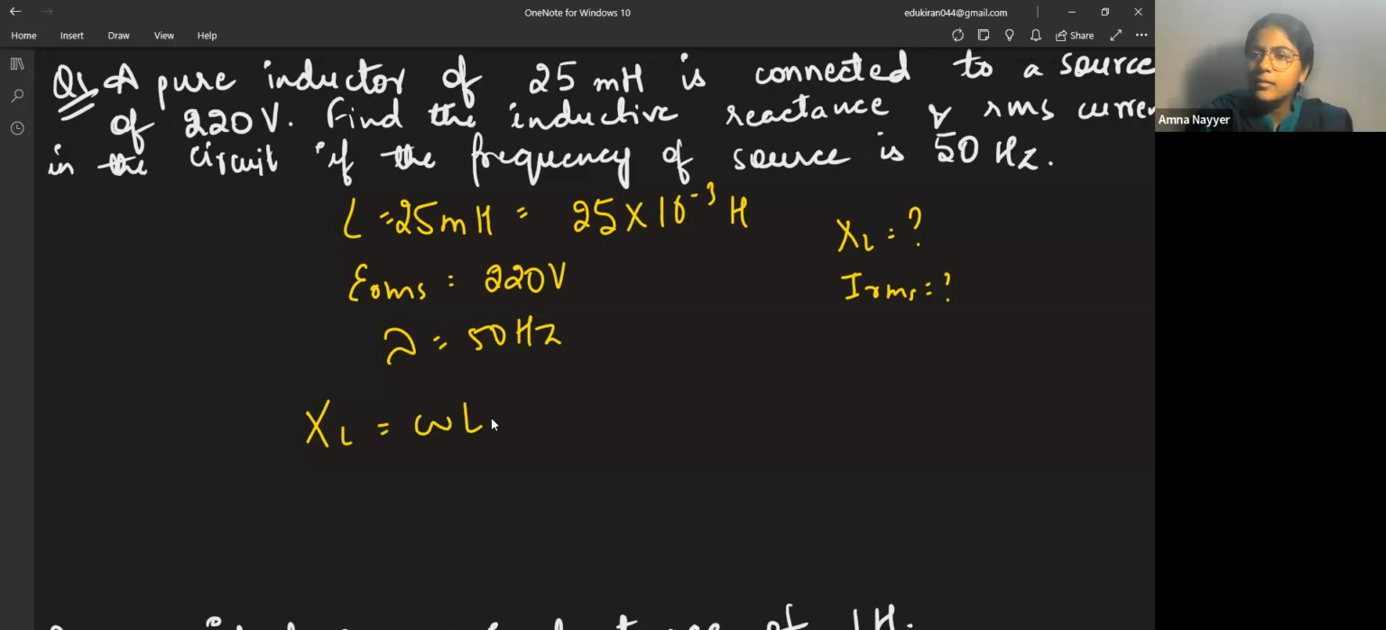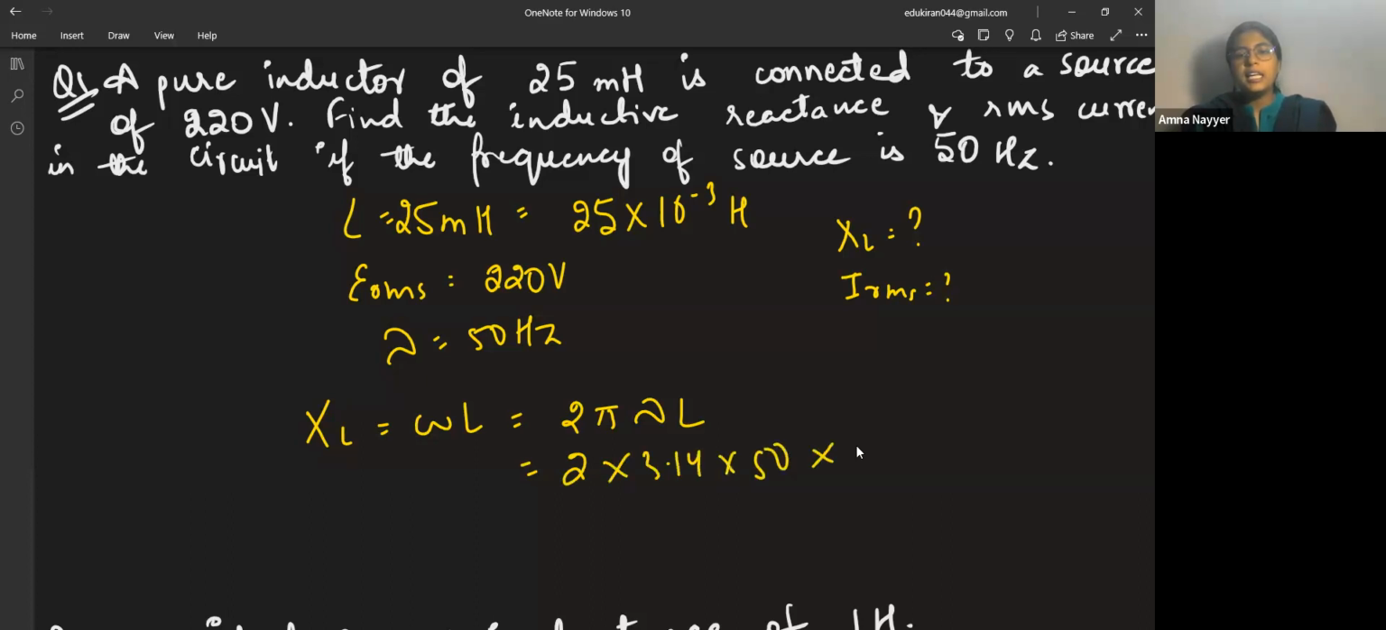Do we know omega? We don't know omega, but we know nu, that is frequency. So you can write this as 2 pi nu into L. So this becomes 2 into 3.14 into 50, and L is 25 into 10 to the power minus 3. Whatever value of XL comes, you can cross check later.